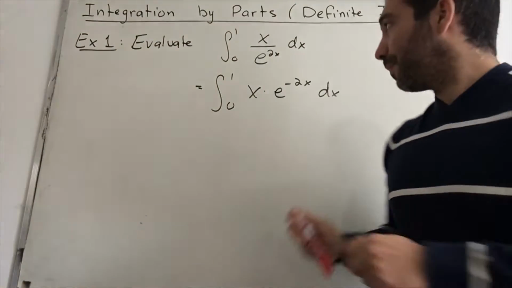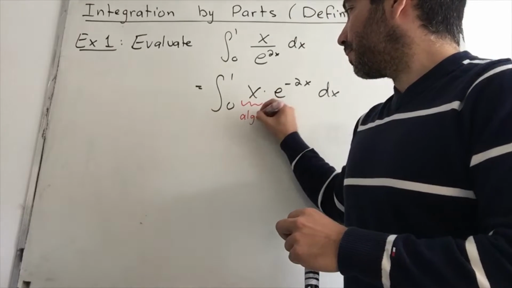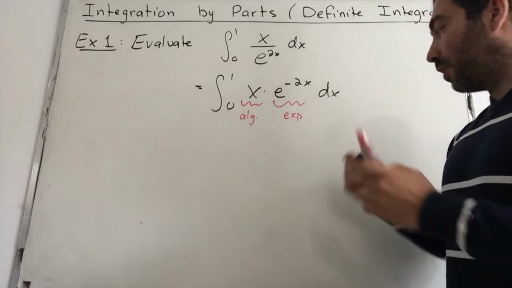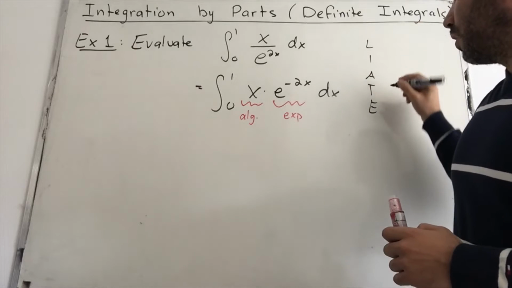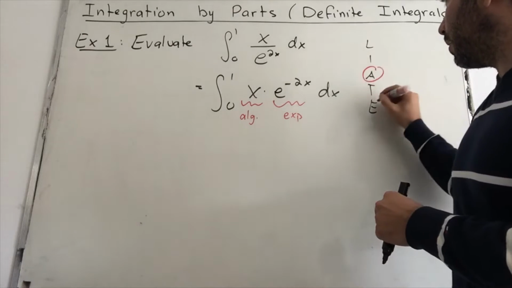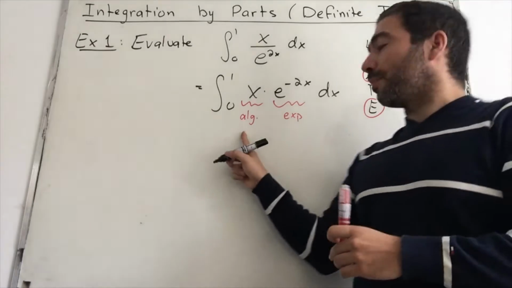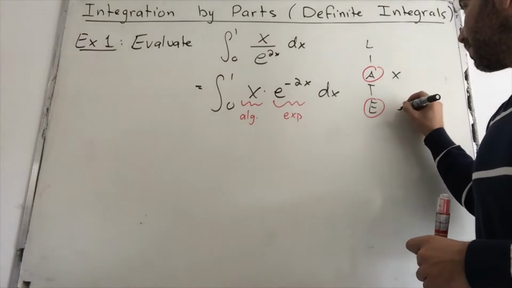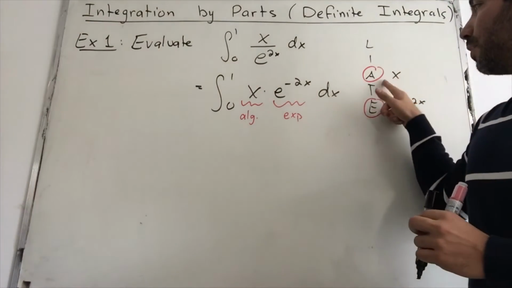So let's go ahead and apply our LIATE trick. So algebra, exponential. Looking at LIATE, we have A and E. A, the algebraic function, or the polynomial function, is just x, and the exponential function is e to the negative 2x. So what do we call u? We let u equal x.